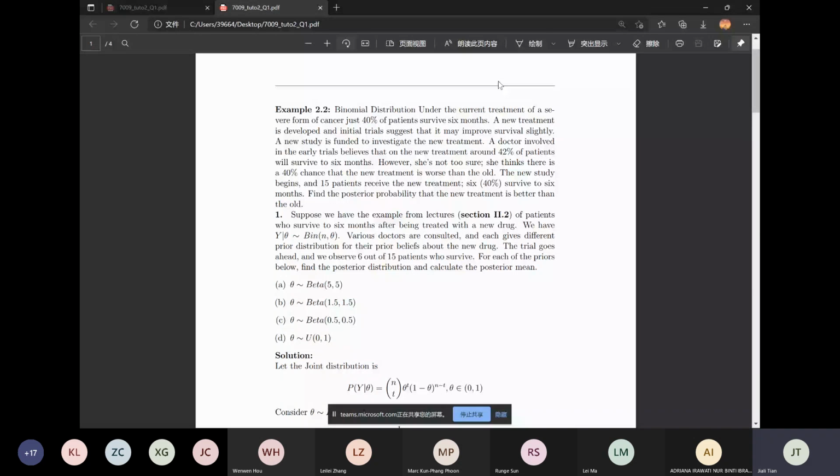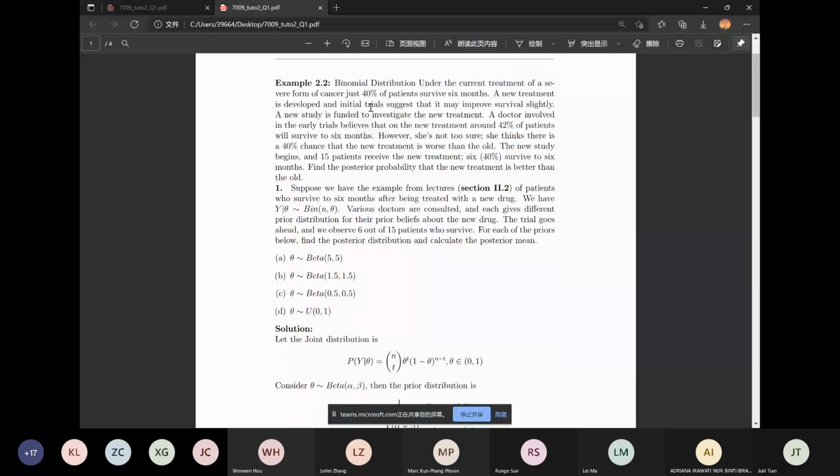Okay. And now I start to explain my problem-solving process. For the second example in section 2, we know that the rate of survivors in the new treatment and the old treatment is the same.